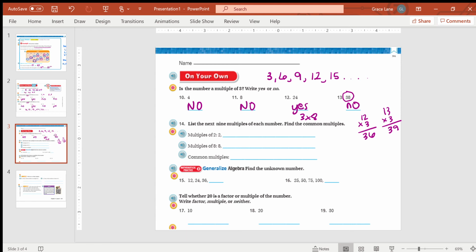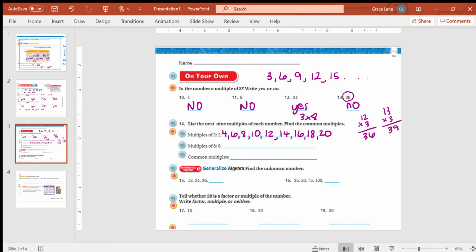Okay, number 14 says, list the next 9 multiples of each number. All right, that's kind of a lot, but this is easy. Multiples of 2, essentially you're just counting by 2s. So it starts at 2 for you. And we're listing the next 9. So 4, 6, 8, 10, 12, 14, 16, 18, 20. I think that's 9. That's the next 9.